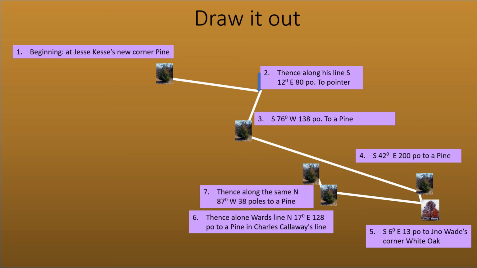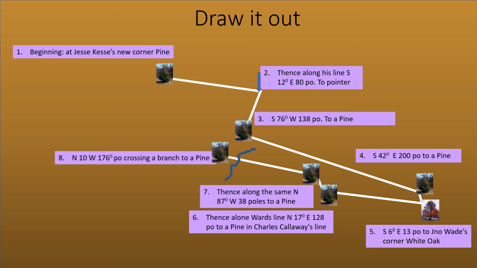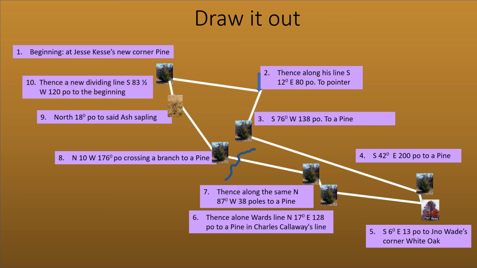Thence along the same north 87 degrees west, 38 poles to a pine. North 10 degrees west, 176 poles crossing a branch to a pine. I think the branch is like a creek branch. North 18 degrees, poles to said ash sapling. Thence a new dividing line, south 83.5 west, 120 poles to the beginning.